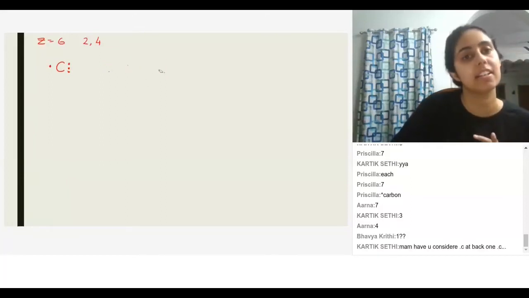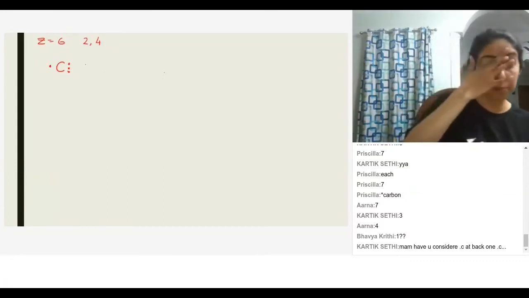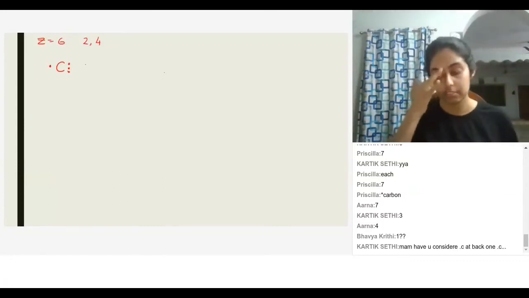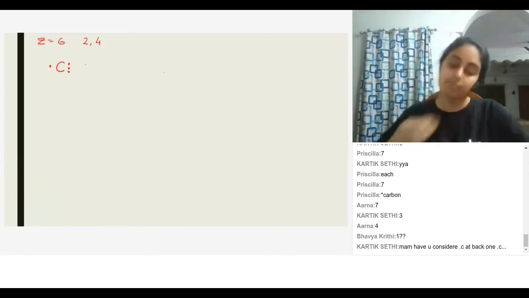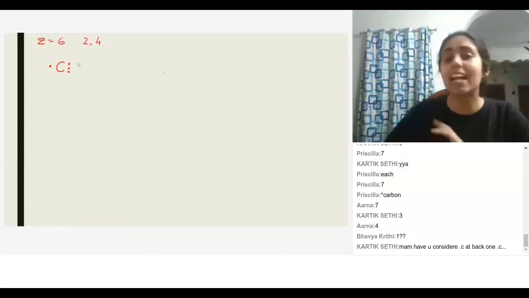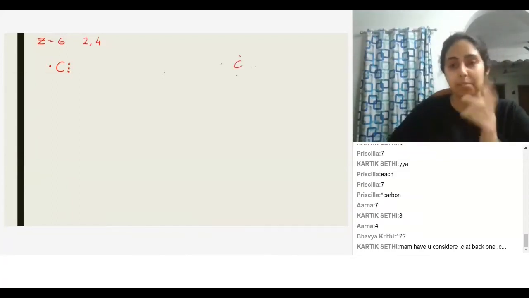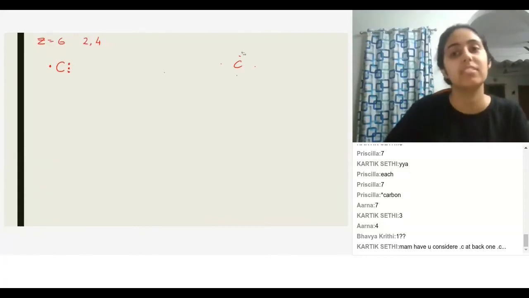Yes, ma'am, then we can write one side also 4. Yeah, you can write one side also 4, no problem. So ma'am, we can also write it like 2 and then 1 and then 1. You can write it however, I can write it like this also. It doesn't matter, it's up to you.